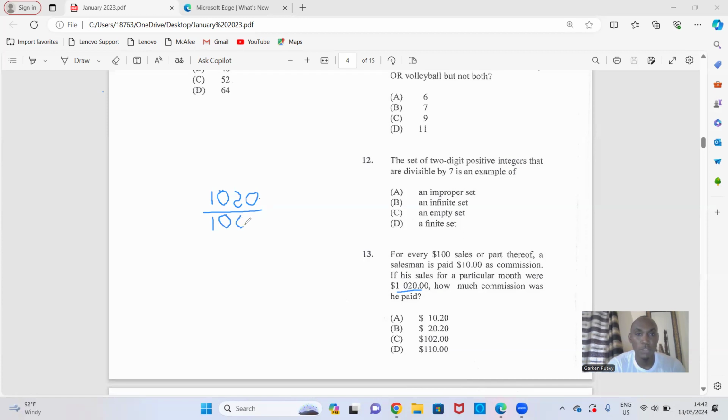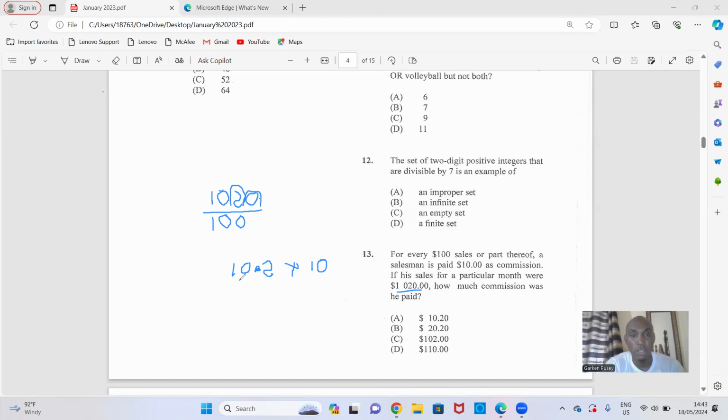So when you divide by 100, you can actually move the decimal point 2 spaces to the left. 1, 2. So this is actually 10.2. So we can get 10.2 $100 sales. So the question says for every $100 sale, a salesman is paid $10. So what we are going to do right now is multiply this by 10 to find out how much in all the salesman will get as commission. So we're going to multiply 10.2 by 10.